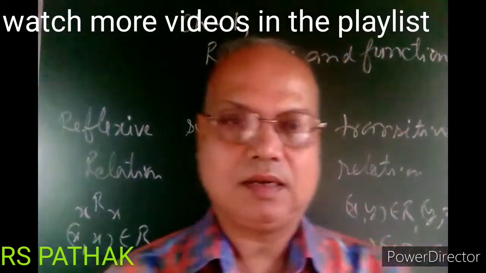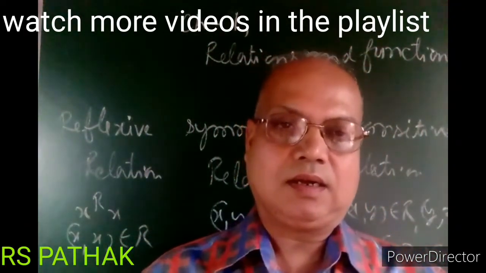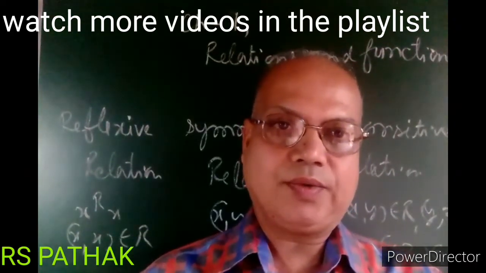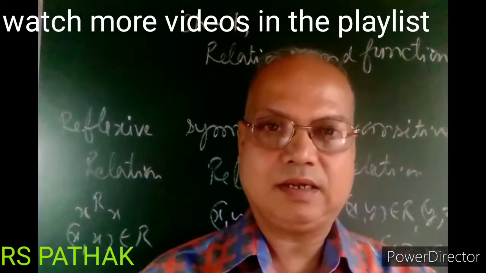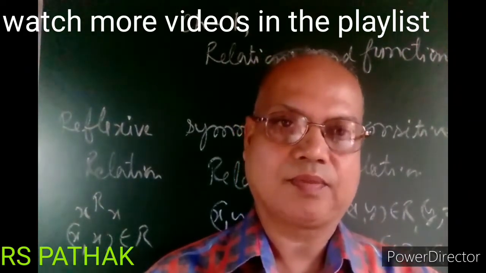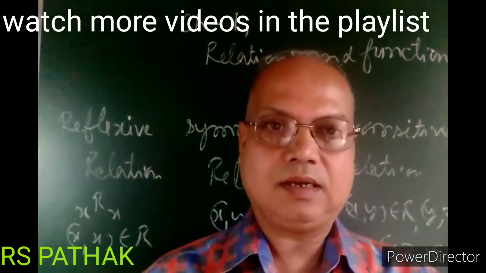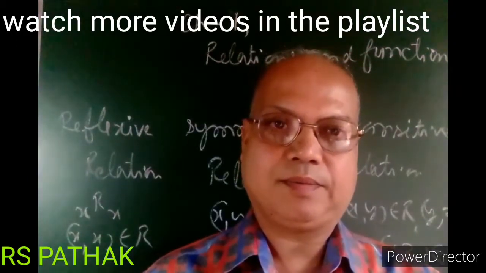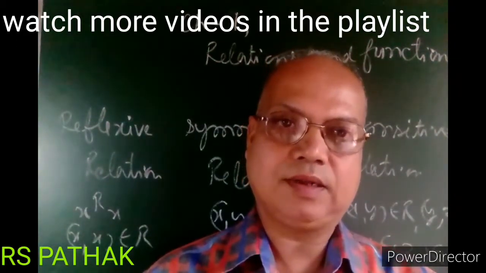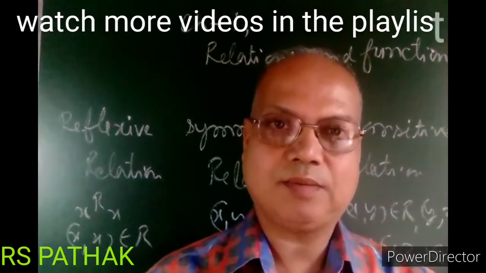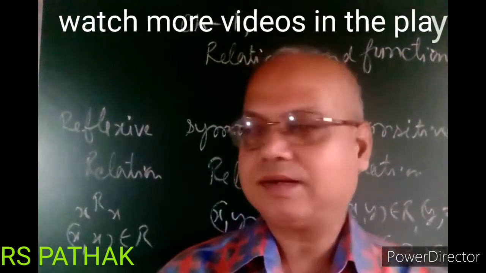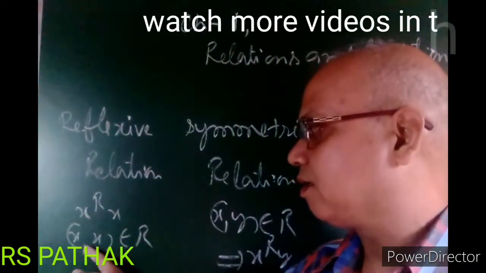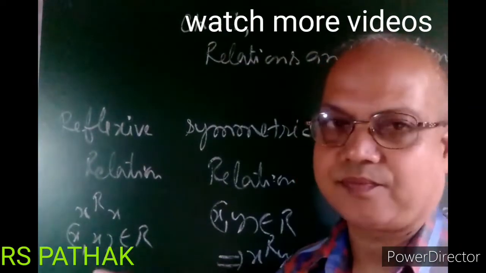Reflexive relation is a relation in which every element is related to itself. For example, every line is parallel to itself, every triangle is congruent to itself, and every number is equal to itself. These are examples of reflexive relation. It is denoted by xRx, or (x, x) belongs to R.